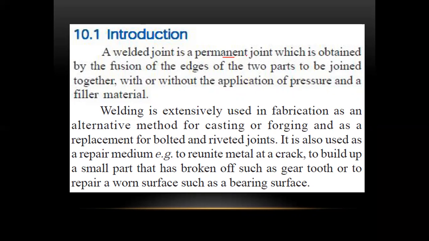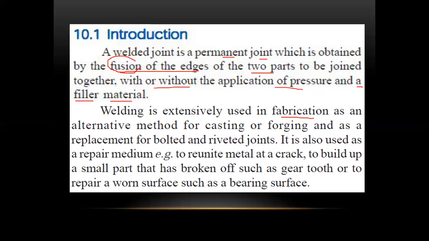A welded joint is a permanent joint which is obtained by the fusion of the edges. Fusion means melting of the metal and depositing on the same base metal, right? It is obtained by the fusion of the edges of two parts to be joined together, with or without application of pressure, and with a filler material.